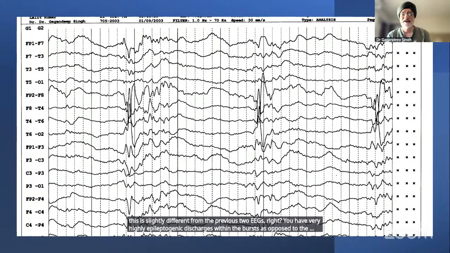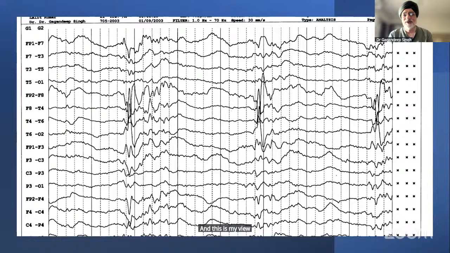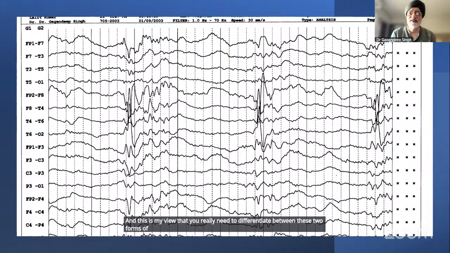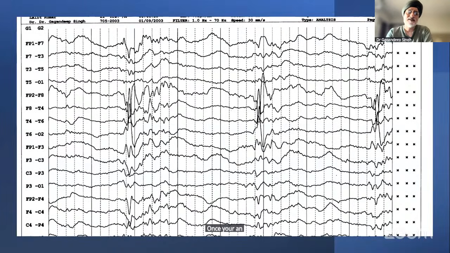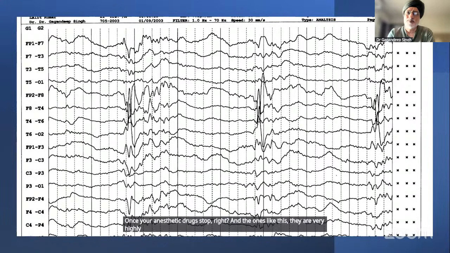So the first two, and this is my view, you really need to differentiate between these two forms of burst suppression. The first form is a benign form. These are patients who are probably at lesser risk of rebound seizures once your anesthetic drugs stop. And the ones like this are very highly likely to have both breakthrough seizures and rebound seizures. I don't have data to prove this, but this is my gut feeling. These are not good looking bursts. These are epileptogenic bursts. Okay, next.